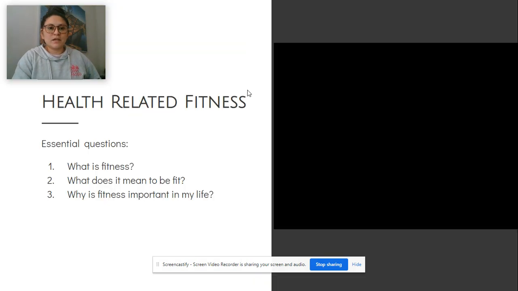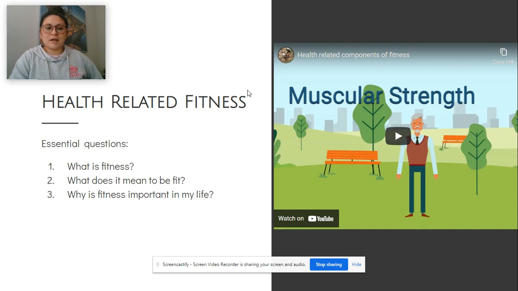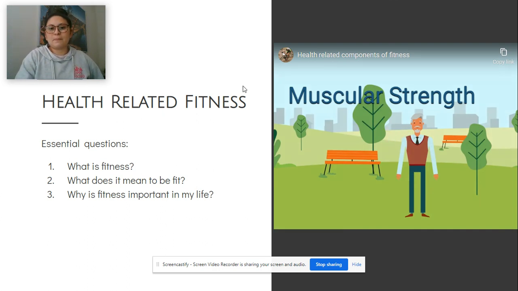Let's move on to the next slide. Health-related fitness. But while we go into these slides, I want you to think of three questions. One, what is fitness? The second one, what does it mean to be fit? And then why is it important in my life? Those are the three questions I want you to think about, and you should be able to answer those questions at the end of our session. Okay, what is fitness? And what does it mean to be fit? And why is it important in my life?